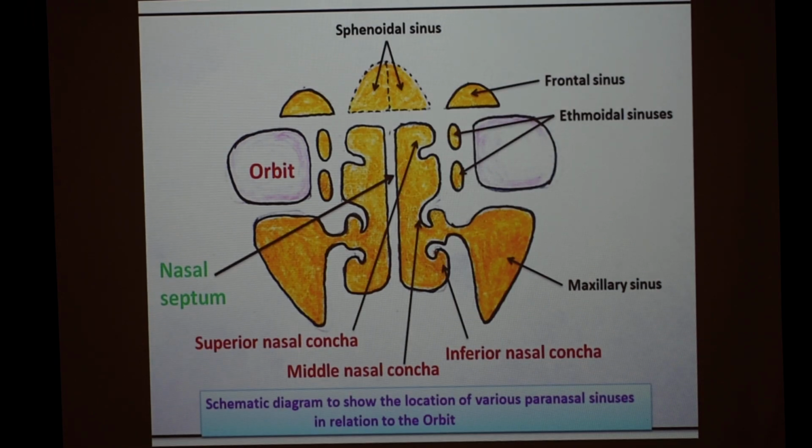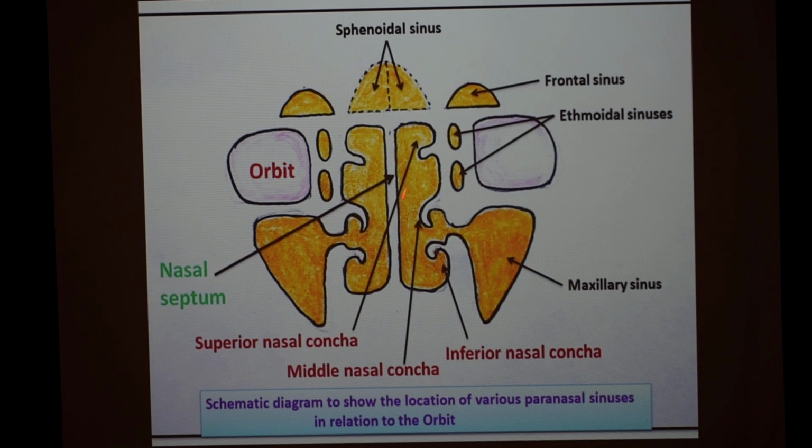Now this coronal section, schematic diagram of the paranasal air sinuses. These paranasal air sinuses can be described according to the landmark, that is the orbit of the eye. Sphenoidal air sinus is present above and behind the orbital cavity. Frontal air sinus is present above the orbital cavity. Maxillary air sinus is present below the orbital cavity. And ethmoidal air sinus is present medial to the orbital cavity. So the orbit of the eye is a landmark to describe the various paranasal air sinuses.